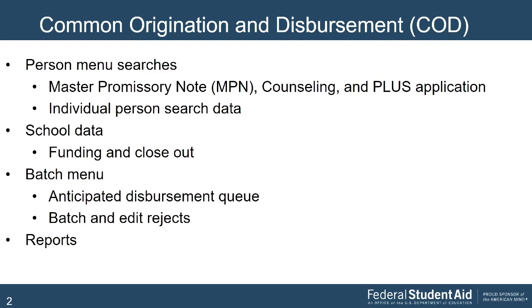We're going to go through some various different searches, some person menu searches. We're going to show you how to search for master promissory notes, counselings, and PLUS applications. We're going to show you how to do some individual person searches, different COD school data searches, and some funding and closeout pages. We're going to show you the batch menu, the anticipated disbursement queue, which you hopefully have all seen at least. We're going to show you how to do some research on batches and edit code rejects, and how to access some reports.